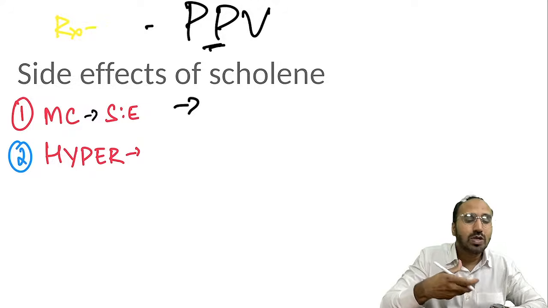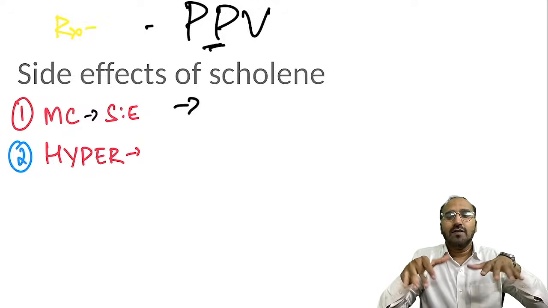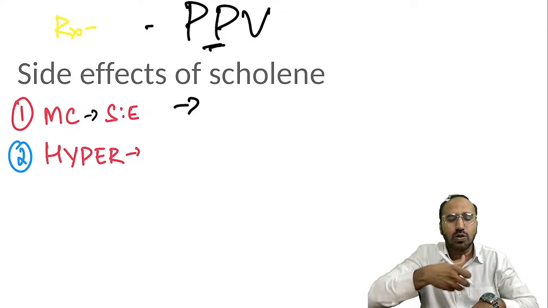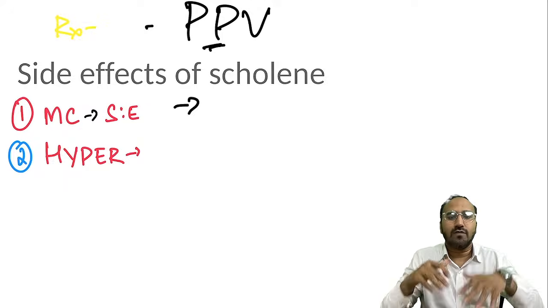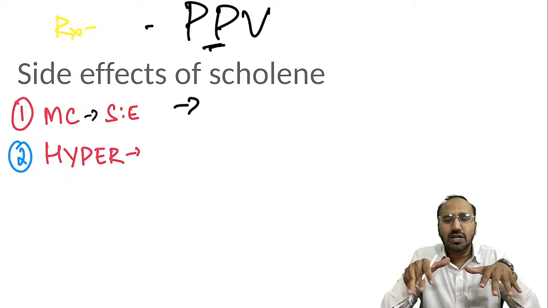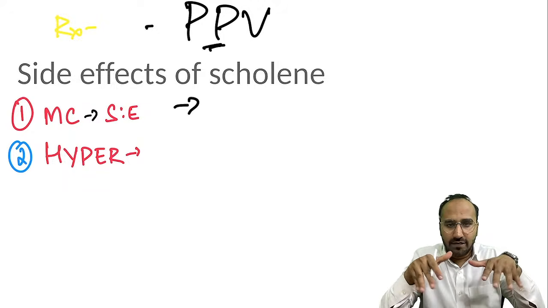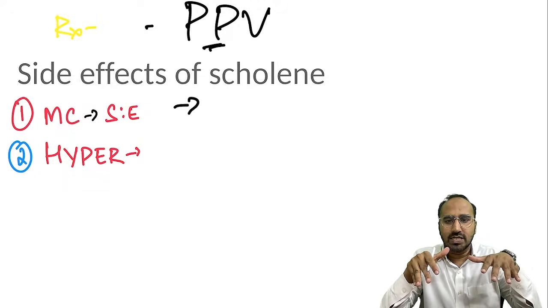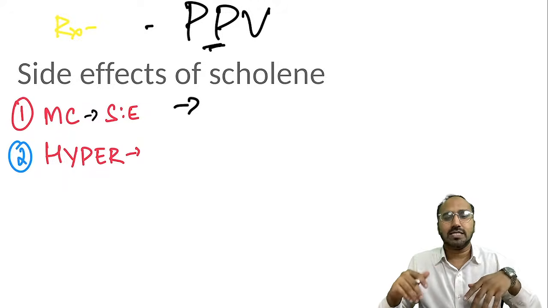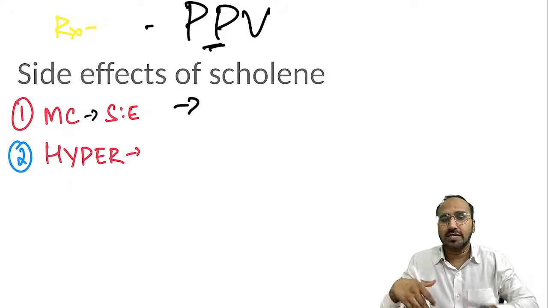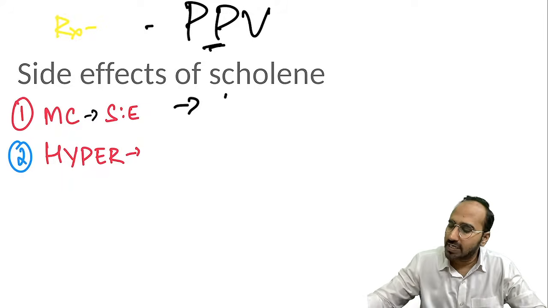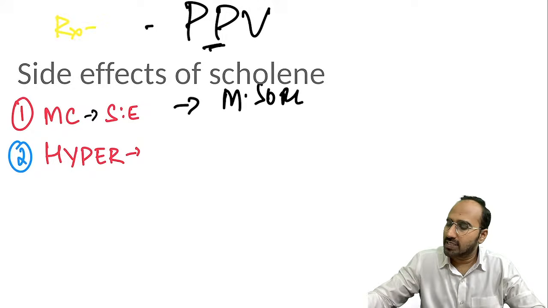What is the side effect of scoline? As you give scoline to the patient, the patient will have muscle contraction or fasciculation. Remember, in the first 20 seconds, the patient will have fasciculations. After that, the patient's muscles will relax. But due to the 20-second fasciculation, in the post-operative period, the patient complains of muscle soreness. The most common complication is muscle soreness.